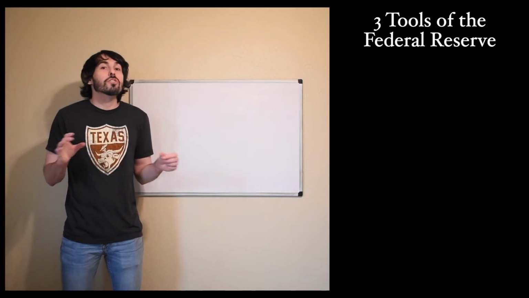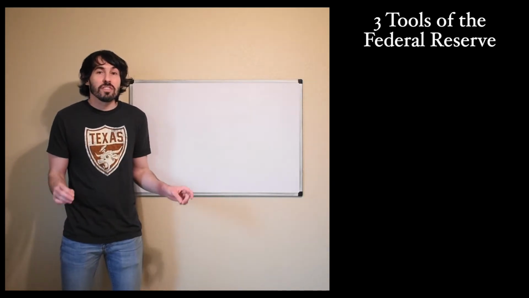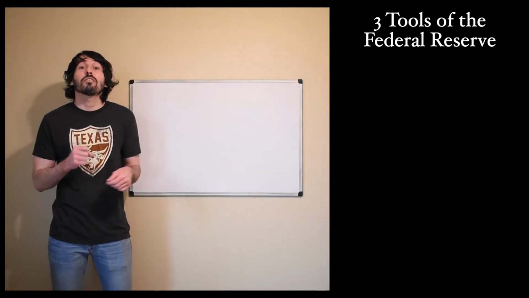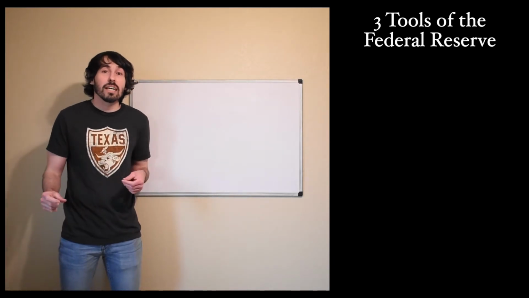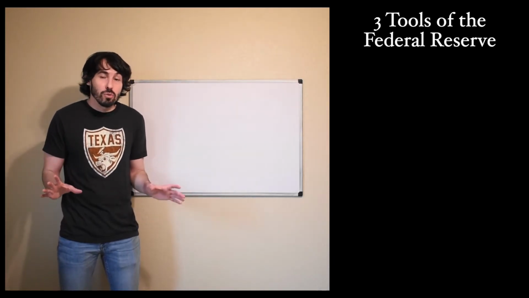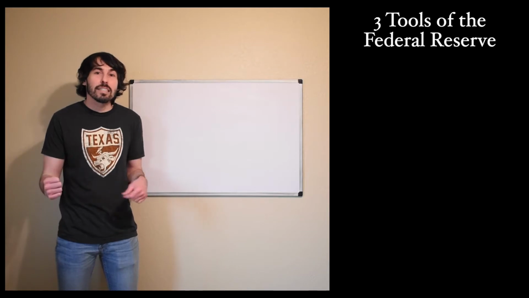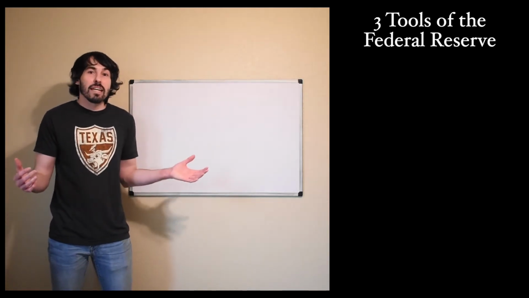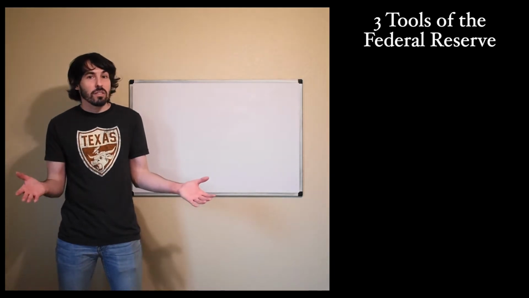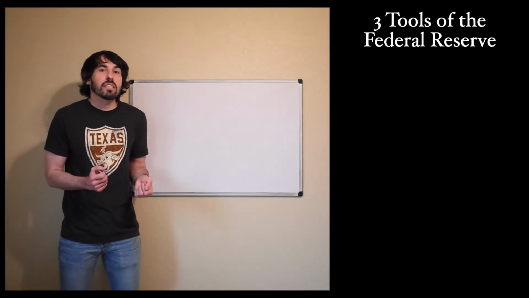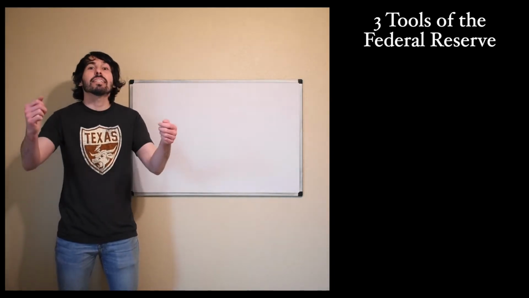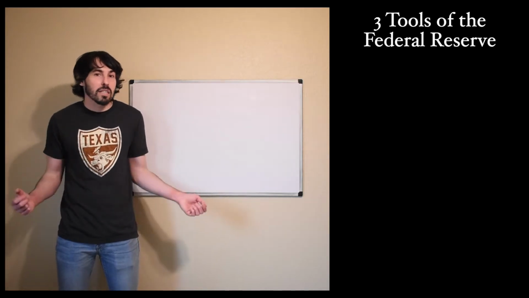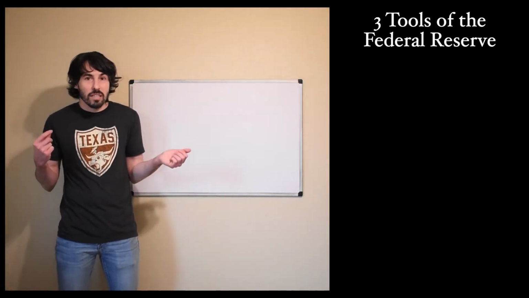All right, children, there's three tools that the Federal Reserve can use in order to affect the amount of money that's in the economy at any given time. The Fed uses these tools to influence aggregate demand, either to increase aggregate demand or decrease it. If the Fed wants aggregate demand to increase, then it needs to increase the money supply. If the Fed wants aggregate demand to decrease, then they decrease the money supply. The less money there is available, the less people like us are going to spend.